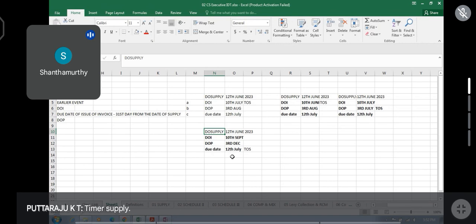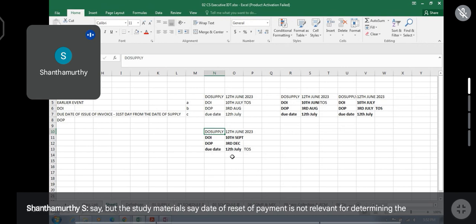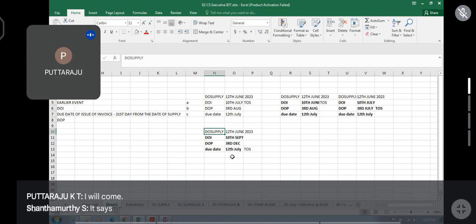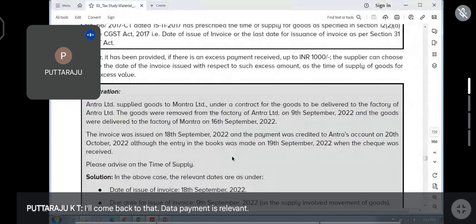Sir, but the study materials say date of receipt of payment is not relevant for determining the time of supply itself. I will come back to that. Date of payment is relevant. Okay.